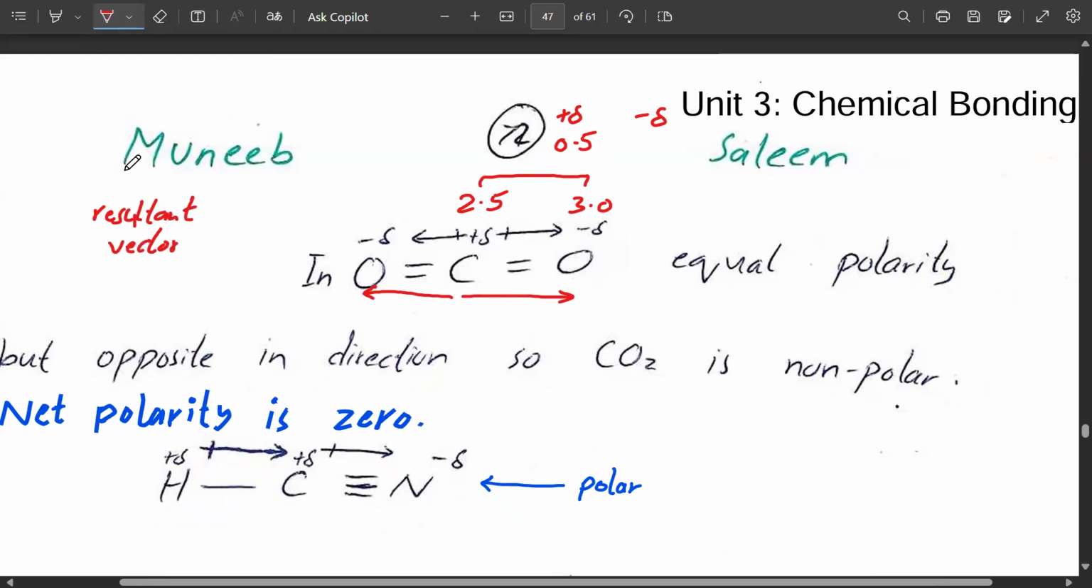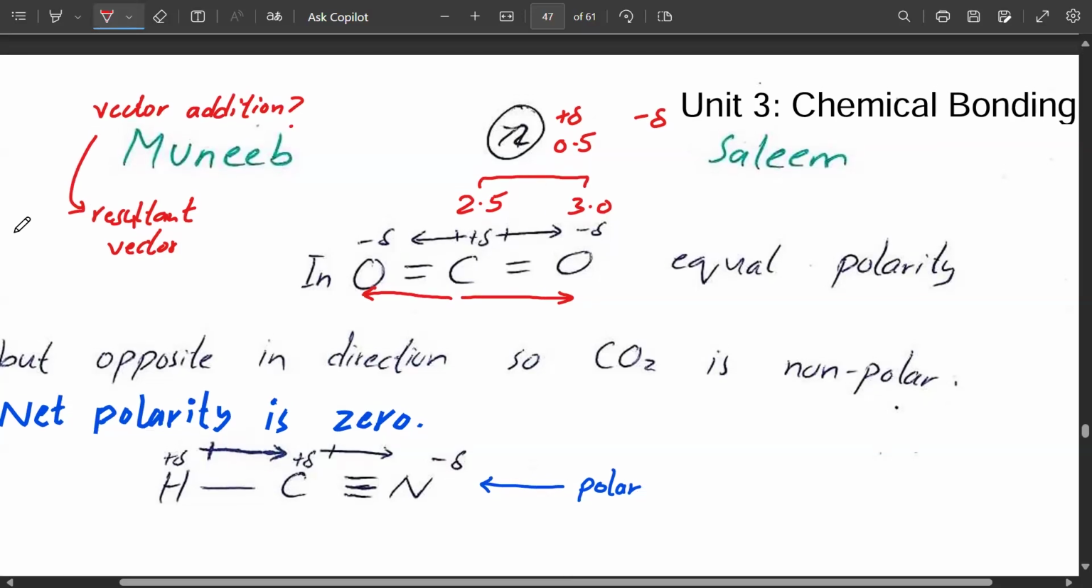If you remember the topic of vector addition from physics, have you studied this topic, vector addition, to find the resultant vector? Yes, sir. And Sharmeen, what about you?